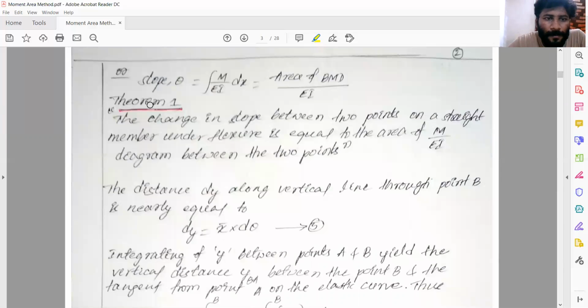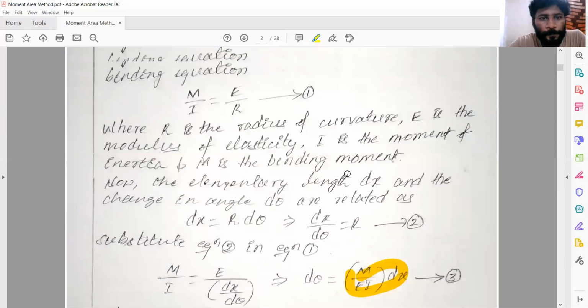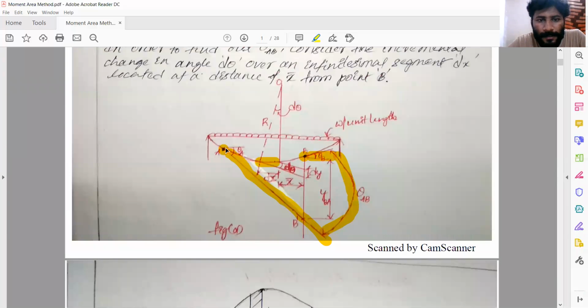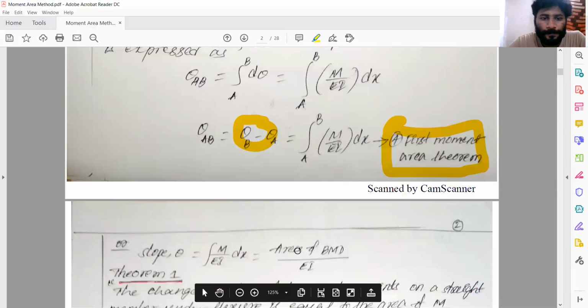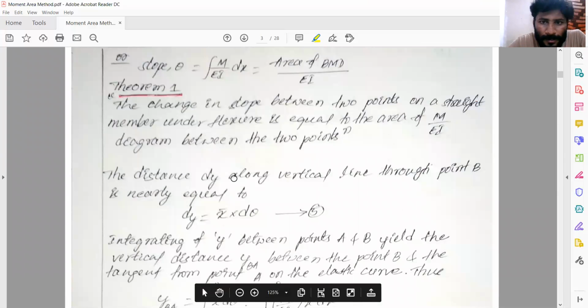So the statement of the first theorem: the change in slope between 2 points on a straight member under flexure is equal to the area of the M by EI diagram between the 2 points. That's what I said here: the change in slope between these 2 points is equal to the area of the M by EI diagram between these 2 points. Suppose I have drawn the bending moment diagram from here to here, so the change in slope from A to B is equal to the area of the bending moment diagram between A and B. That's the first theorem. We'll move on to the continuation of the derivation.